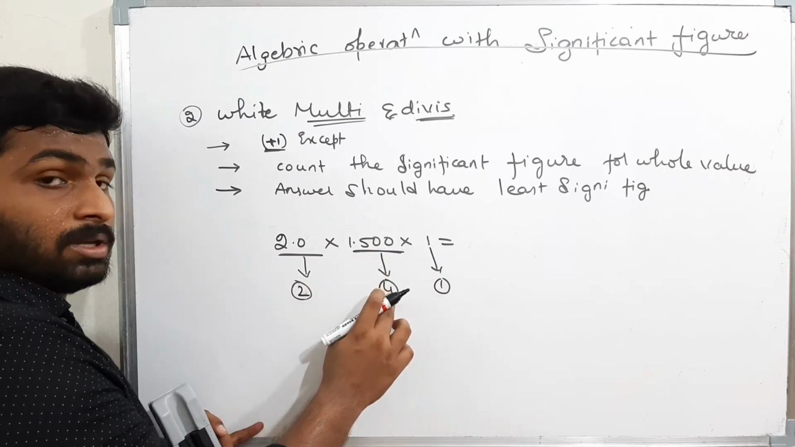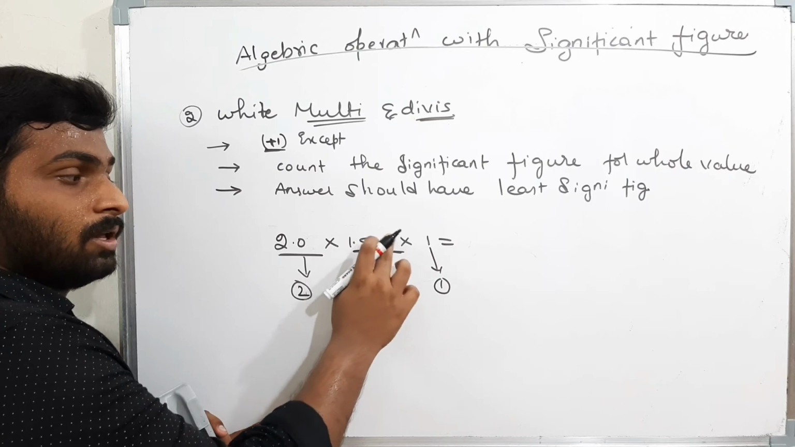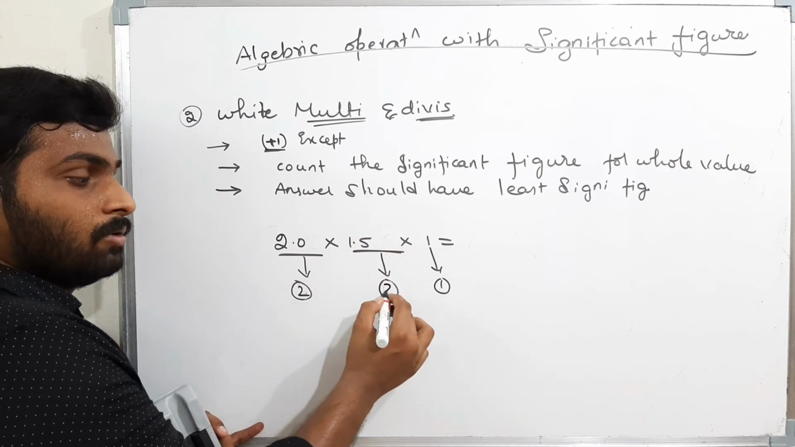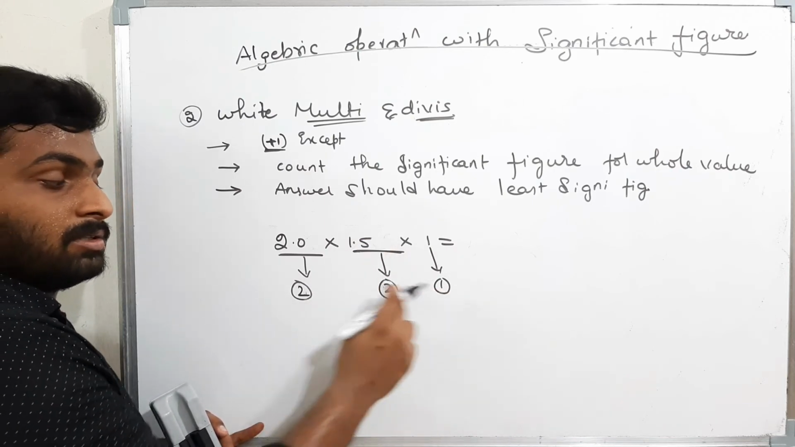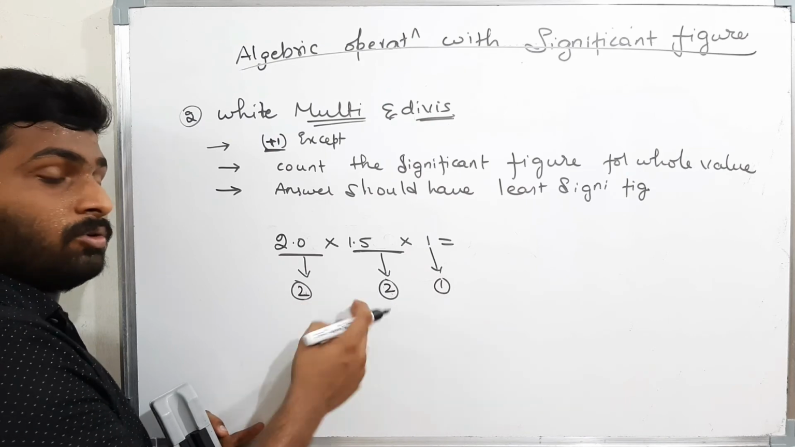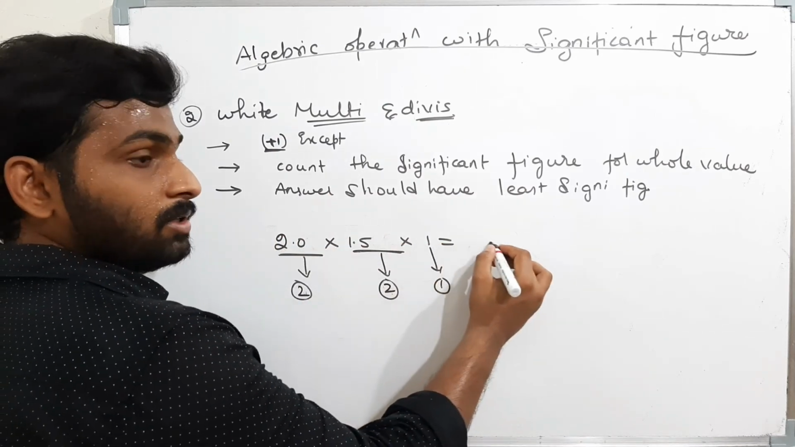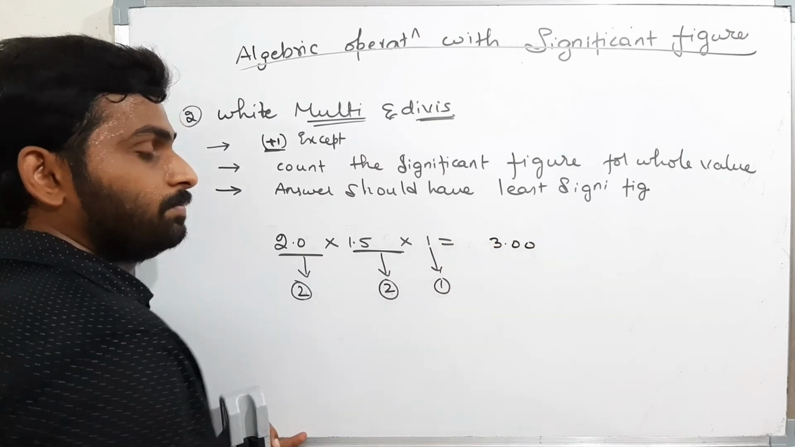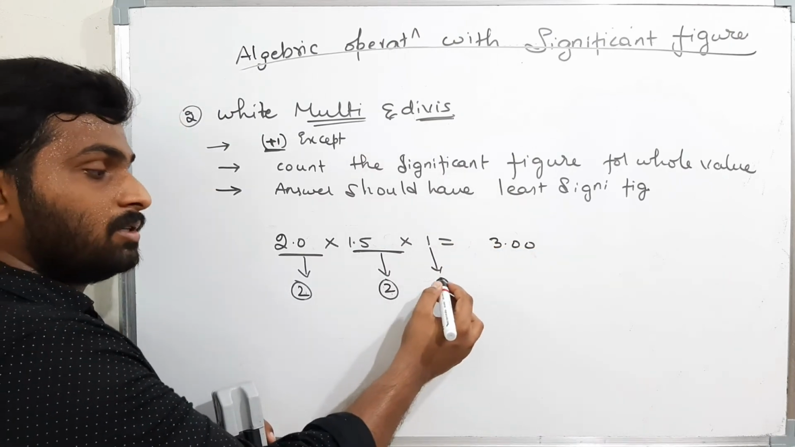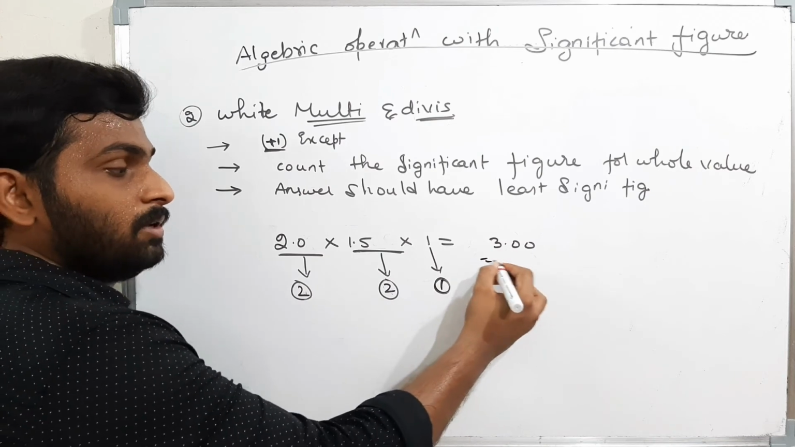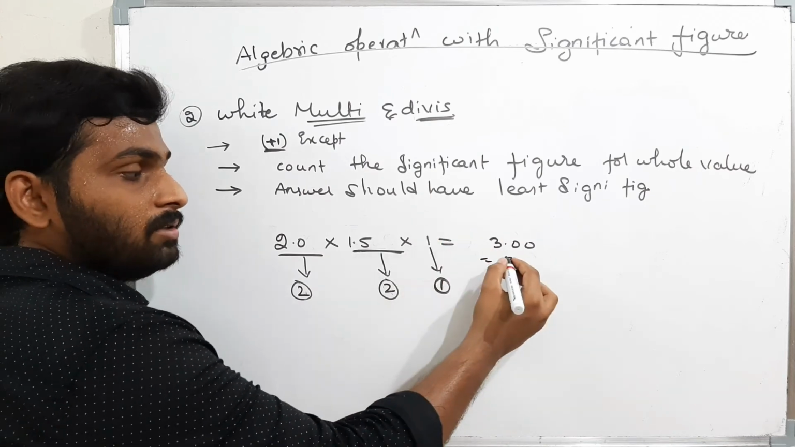Now, 4 is there. Therefore, we have to remove 2 zeros. Then it becomes 2 significant figures. 1 is the least. Plus 1, that is 2, and 2 is acceptable. Therefore, multiply 2.2 into 1.5 into 1, which is nothing but 3.00 something. Now, which is having the least? The least is nothing but 1. Therefore, the answer must have only 1 significant figure. Therefore, the answer is 3.